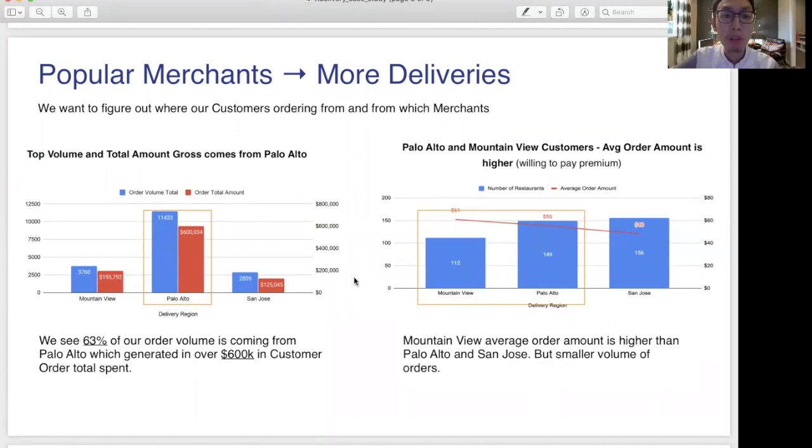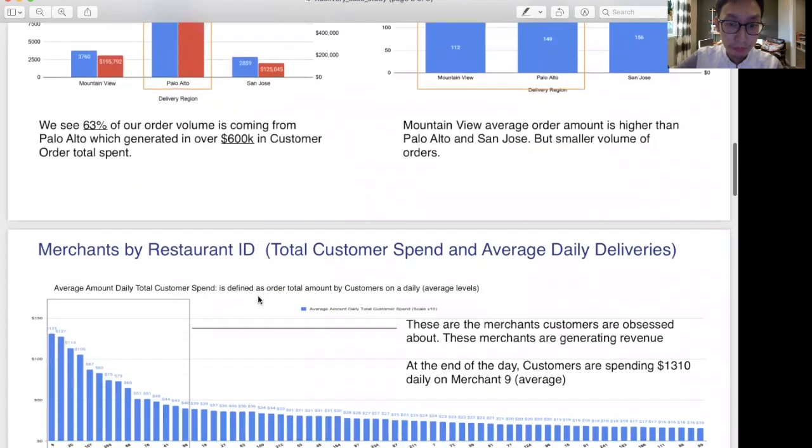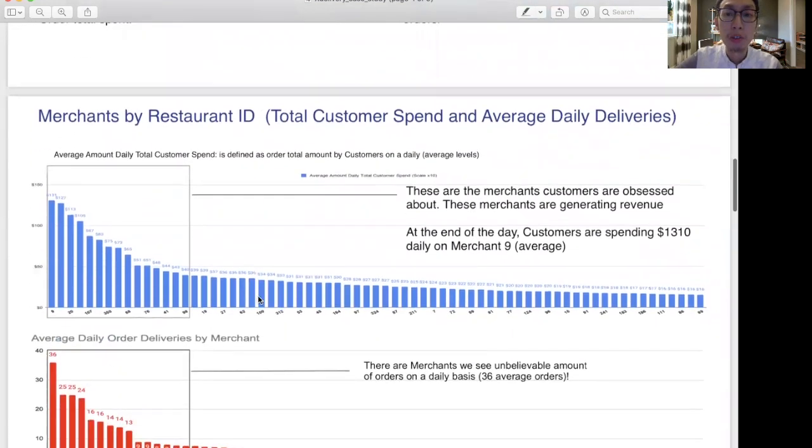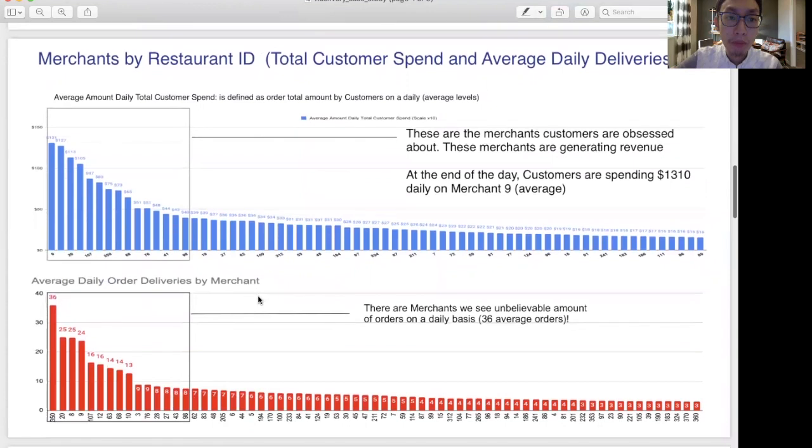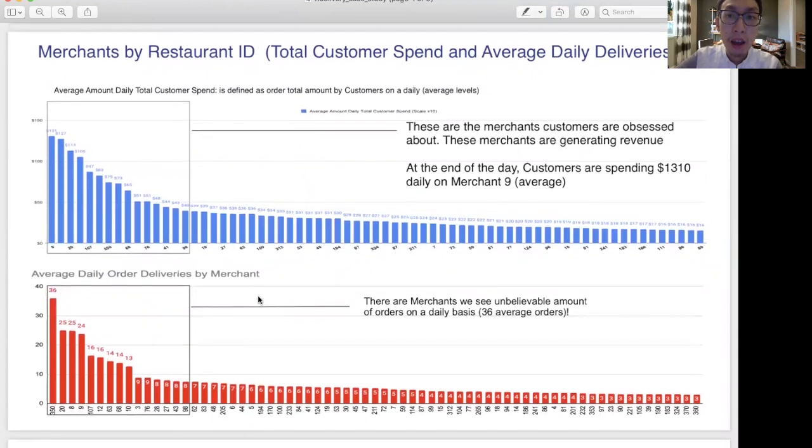So I think it's important to think about city and regional behavior and the type of merchants and where the orders are coming from. So the next view is to break it down even more, to really look at, now that we know within that region and within that city, where the orders are coming from and the amount.